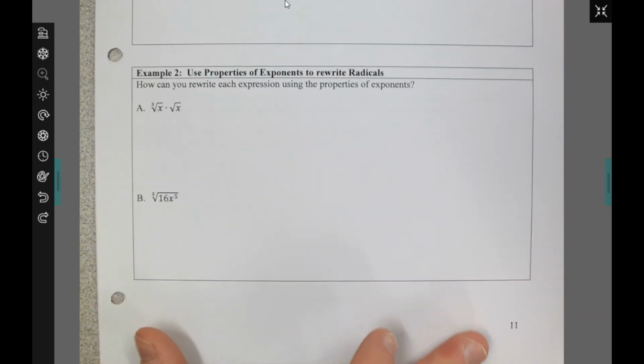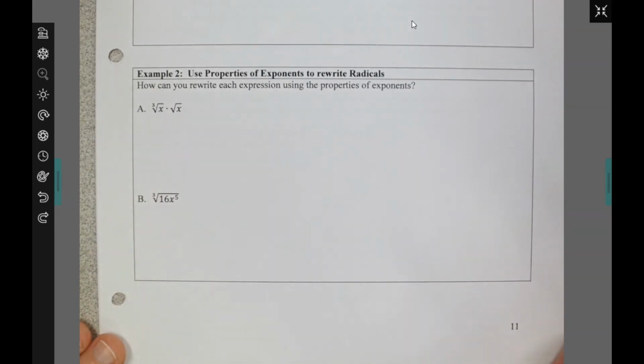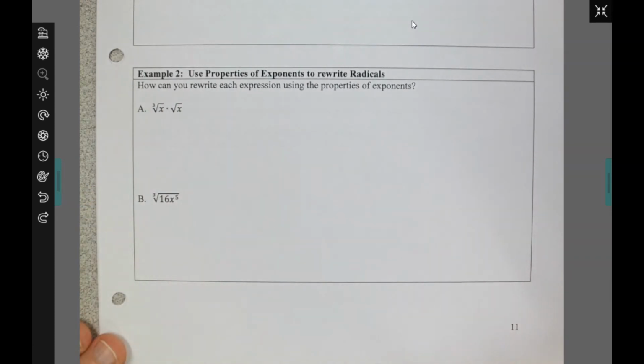Example 2, this is just problem solving, really. They want you to rewrite the expression using properties of exponents. So we want to go through and simplify when possible, just make it one radical that's going on here. For my first one, I got the cube root of x times the square root of x. We don't want to have the two separate radicals there.